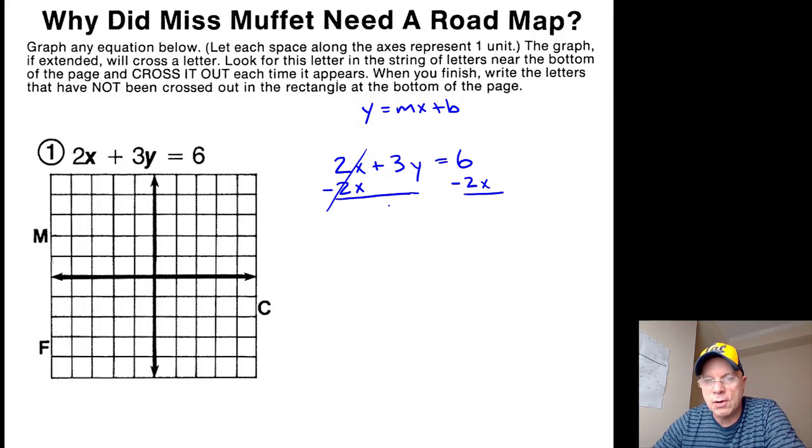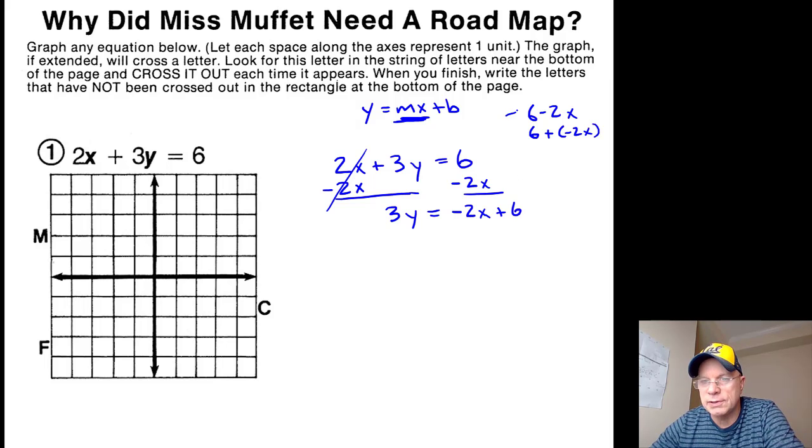This term would become 0, and I would be left with 3y is equal to 6 minus 2x. Now I'm not going to write 6, I'll write it here so we can see it. If you subtract 2x from 6, you get 6 minus 2x. But remember, 6 minus 2x is the same as 6 plus negative 2x. And I would rather have the variable term first. So I'm going to write this as negative 2x plus 6, which is equivalent to 6 minus 2x, or 6 plus negative 2x.